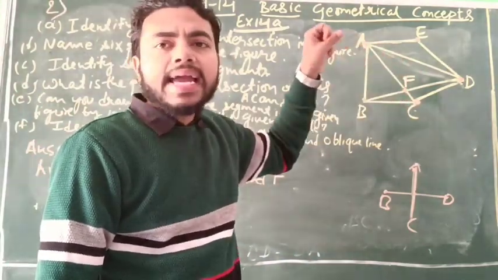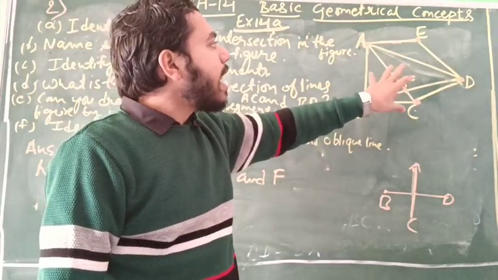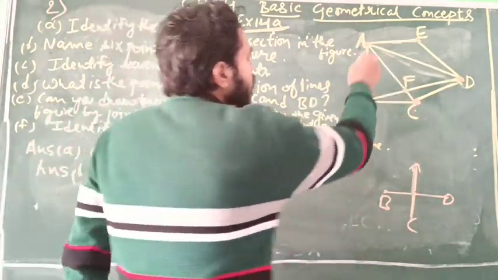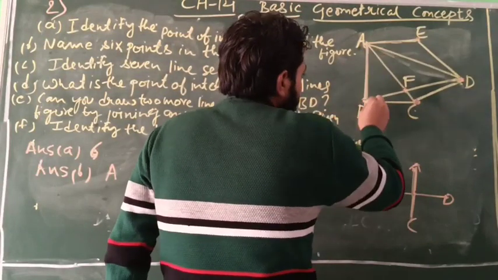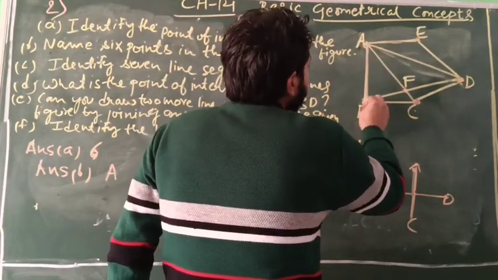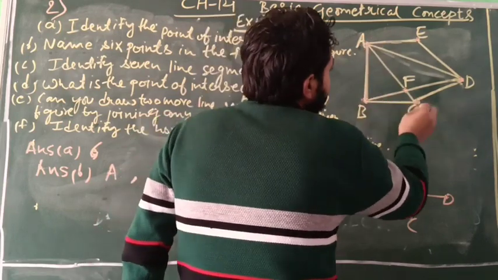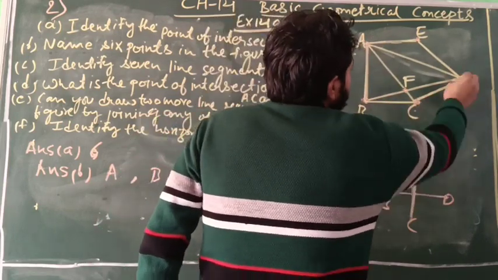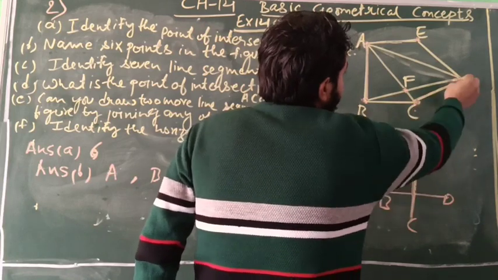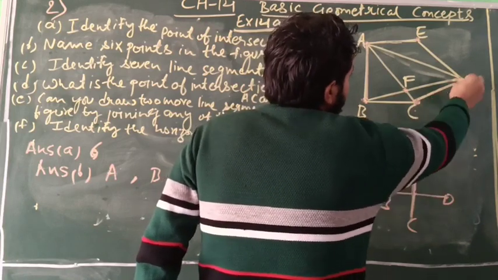You have to find any 7 line segments. Okay, any 7 line segments. Here you see that this is a line segment AB, a line segment BC, and these 2 points C and D will form a line segment CD.